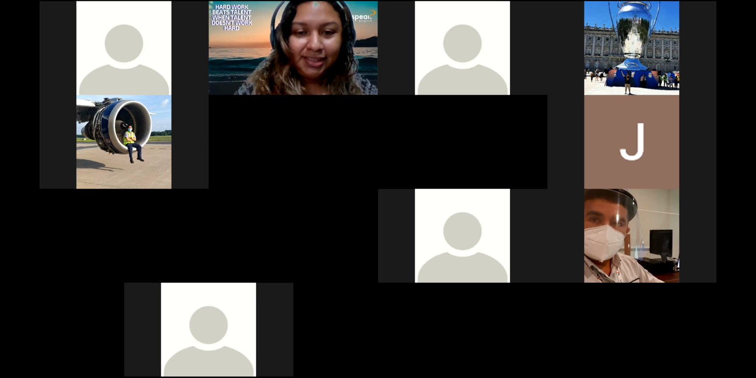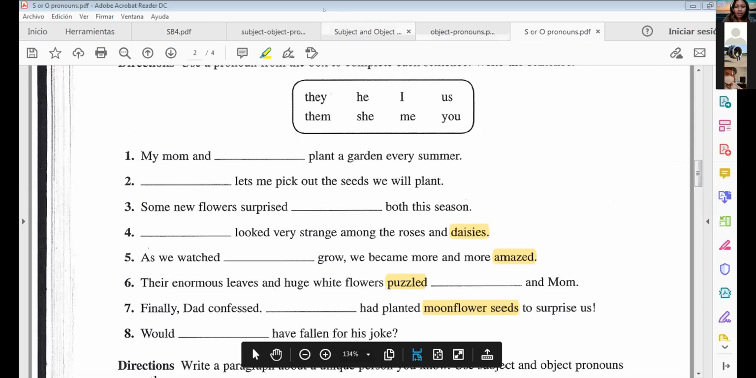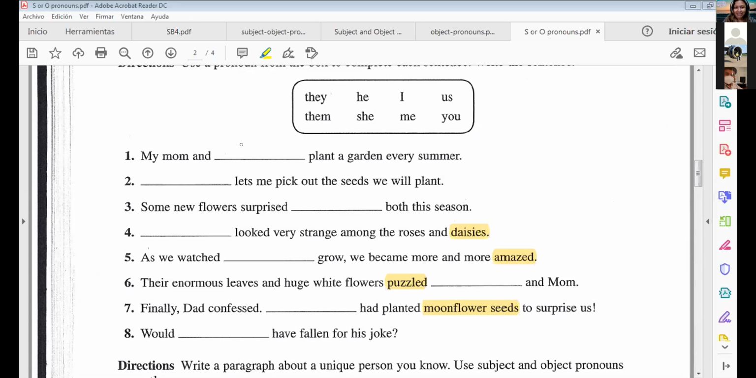Okay. So let's work on this exercise all together. So we're gonna use these words here. So we say, my mom and I plant a garden every summer. Okay, next we continue with the paragraph.